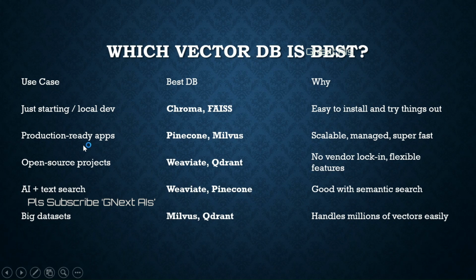Similarly, for production ready apps, you can use Pinecone or Milvus. It is scalable, managed and super fast. For open source projects, Weaviate and Qdrant give no vendor lock-in and flexible features. Similarly, for AI plus text search, you can use Weaviate as well as Pinecone, good with semantic search. Then for big datasets, you can use Milvus as well as Qdrant. It handles millions of vectors easily.